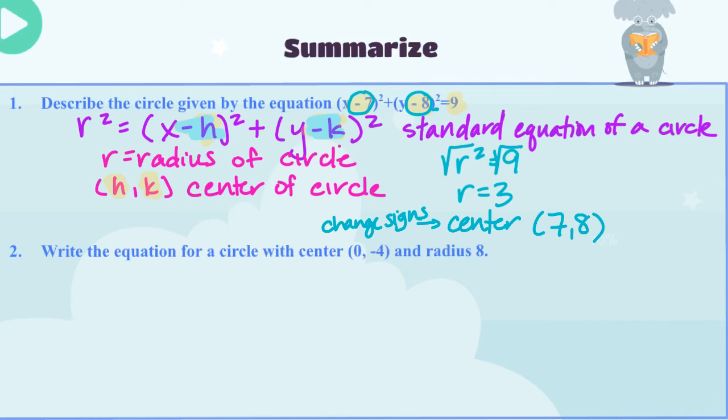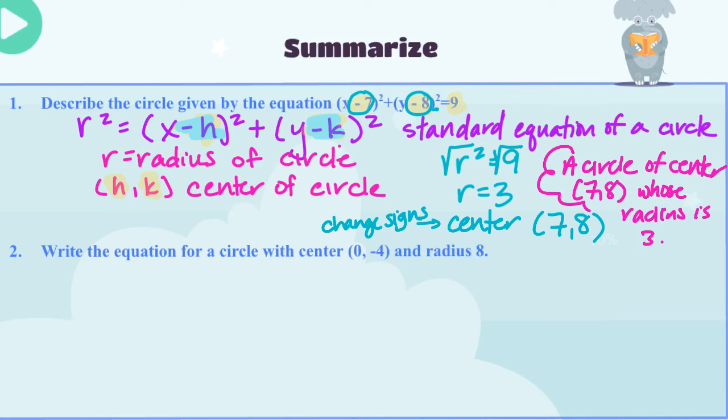So if it asks us to describe the circle of that given equation, we can describe this circle as a circle of center (7, 8), whose radius is 3. And that is a perfectly valid description of this circle.